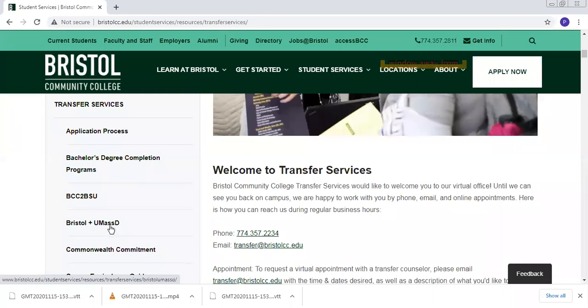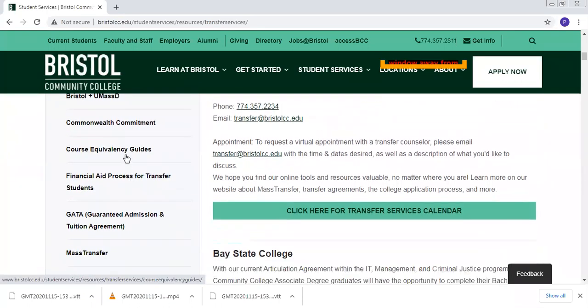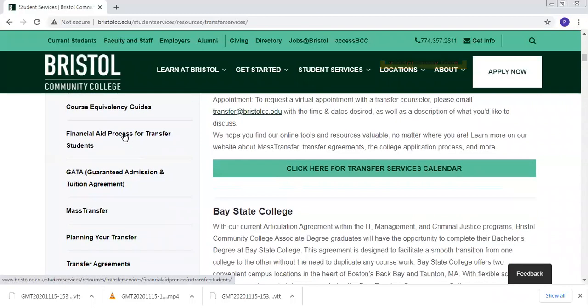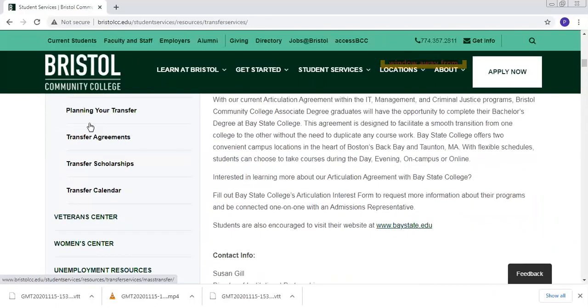I think if you're interested in UMass or Bridgewater State University, they have specific agreements with these two schools. And I think you should look at them to see if it's something that you may be interested in. Also, the Commonwealth Commitment is something that we went over. Course equivalency guides will take you to the state website and tell you the equivalency between a state school and, again, a private school, and the whole financial aid process. Then we talked about Mass Transfer.